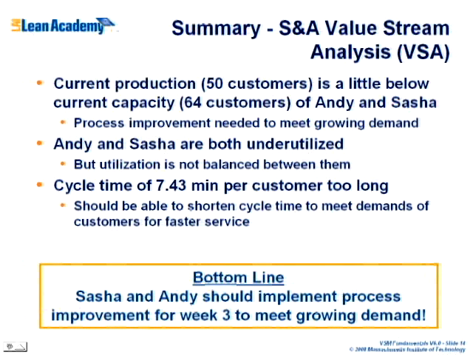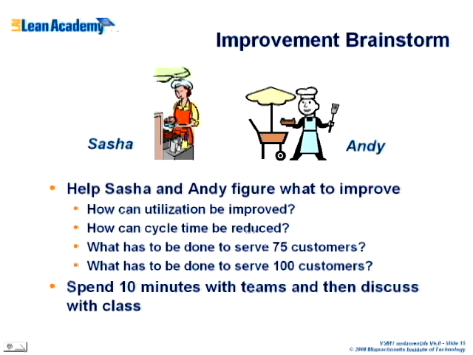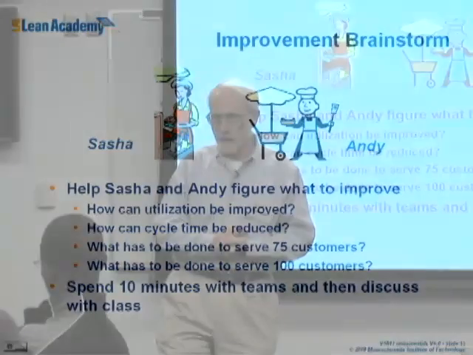Their production is okay. They're below their absolute capacity, but they got a growing demand. Both of them are underutilized, but the utilization's not balanced between them. And this is a long time for making a customer wait to get a hot dog. 7 minutes. We should be able to shorten the cycle time. So in order to get through next week, Sasha and Andy are going to have to improve their process. Now we're just going to do this as a group, but what are some ideas how the utilization can be improved for Sasha and Andy?